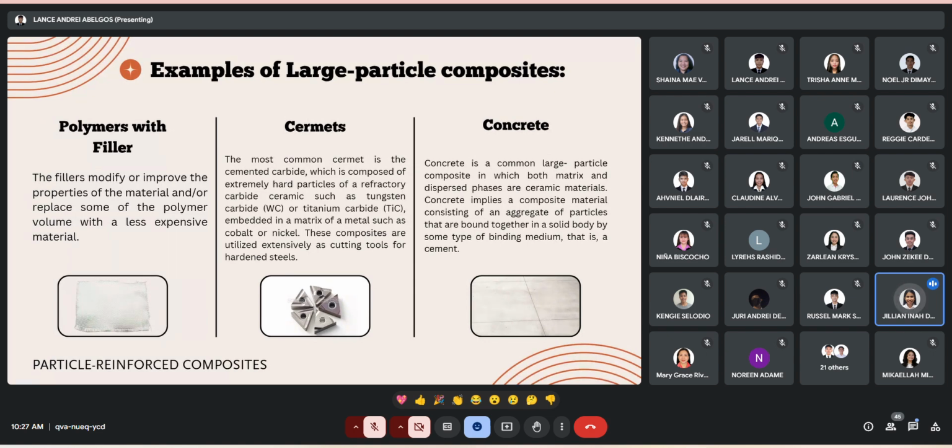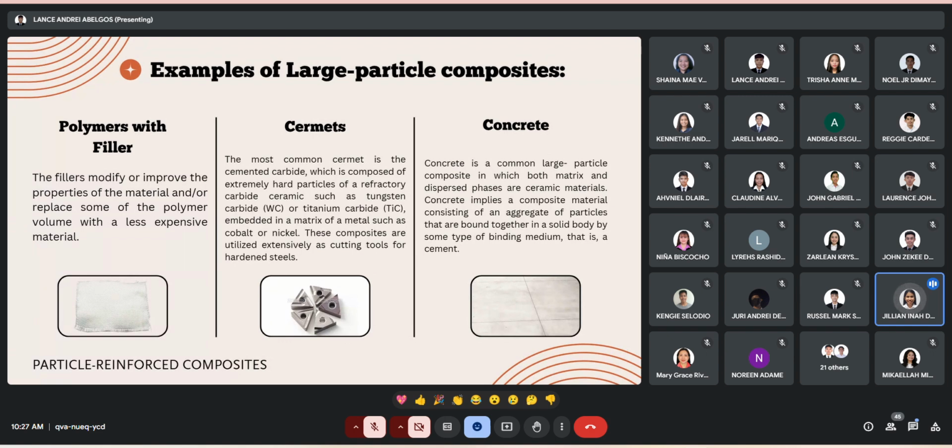The most common cermet is the cemented carbide, which is composed of extremely hard particles of a refractory carbide ceramic, such as tungsten carbide or titanium carbide, embedded in a matrix of a metal such as cobalt or nickel. These composites are utilized extensively as cutting tools for hardened steels. And the last example is concrete.